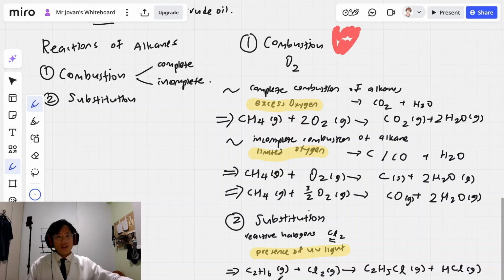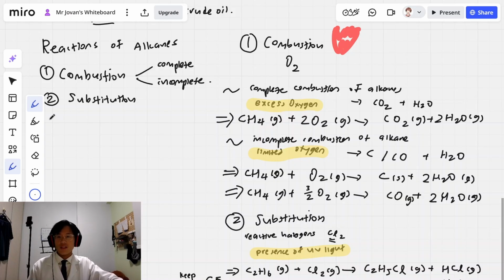Do take note that we can continue to substitute. For example, I take this product here and put it in again. I can substitute again. This is the whole point of a substitution reaction. I kick out another H, and now I have two Cls. So it can keep going and going. I'll just make a mark here: can keep going.